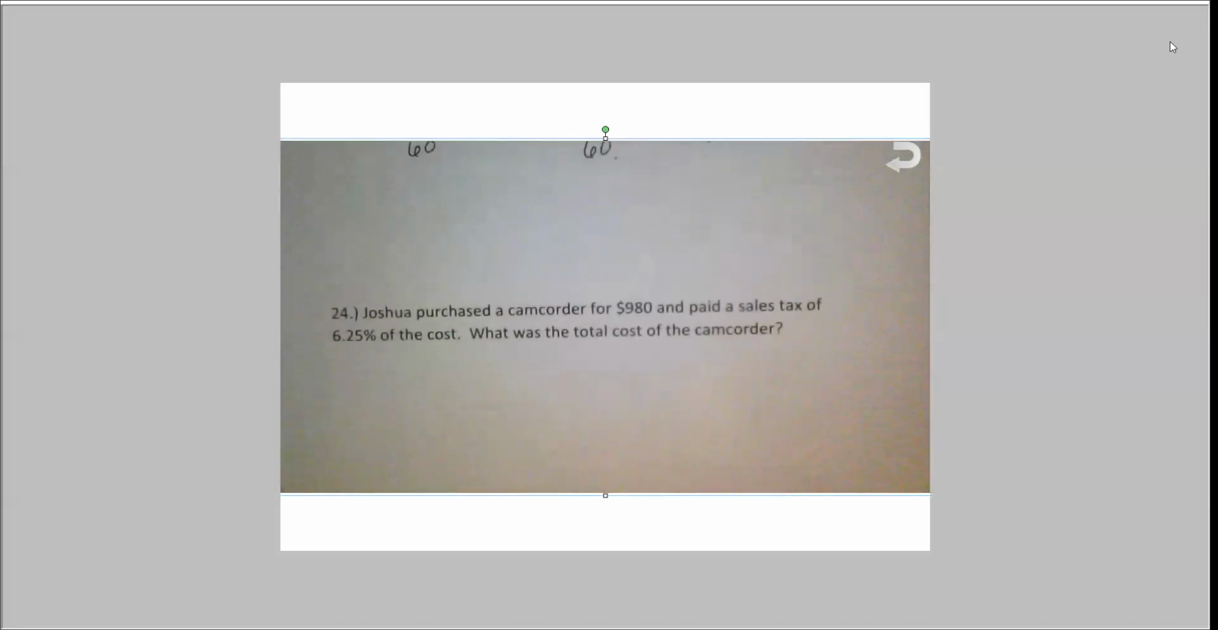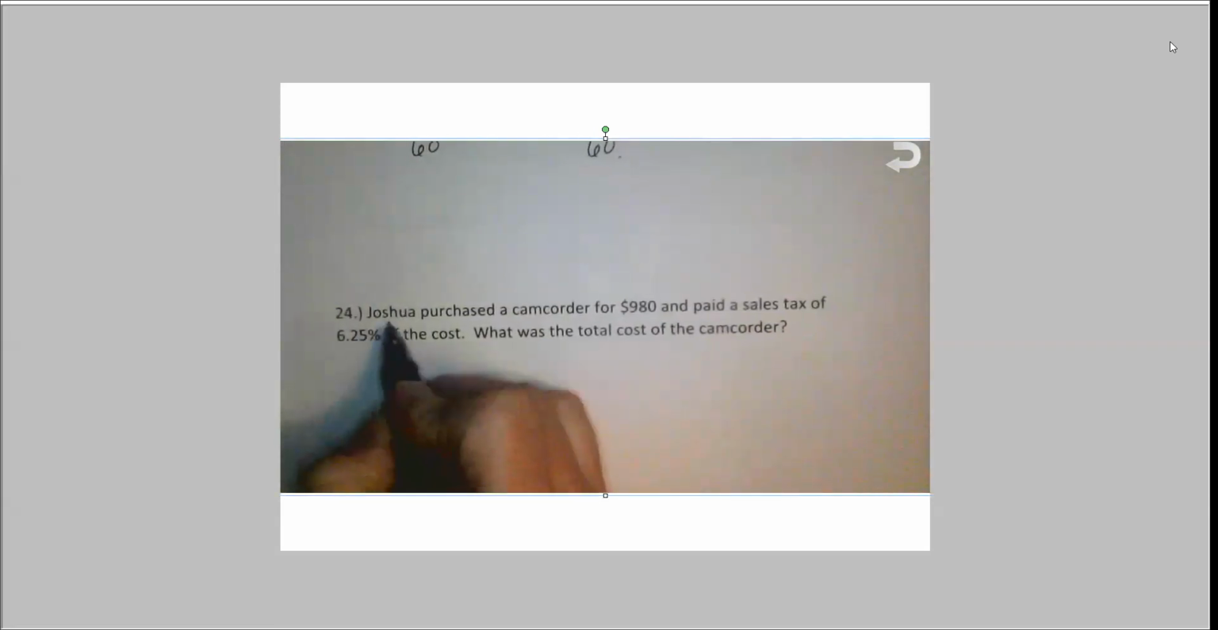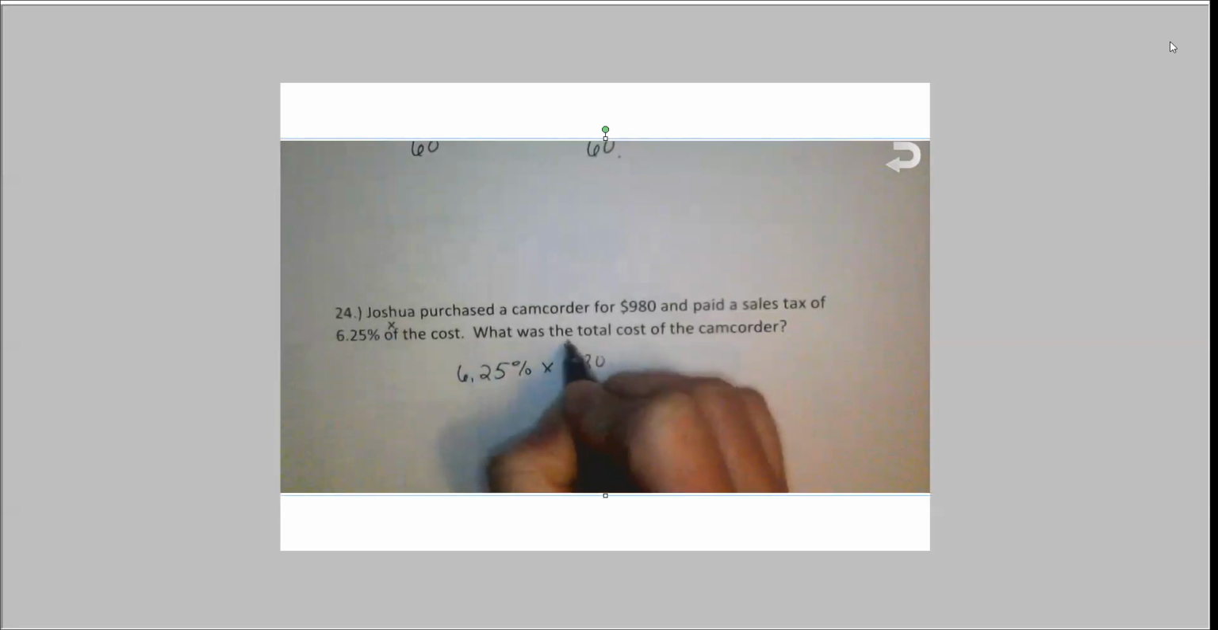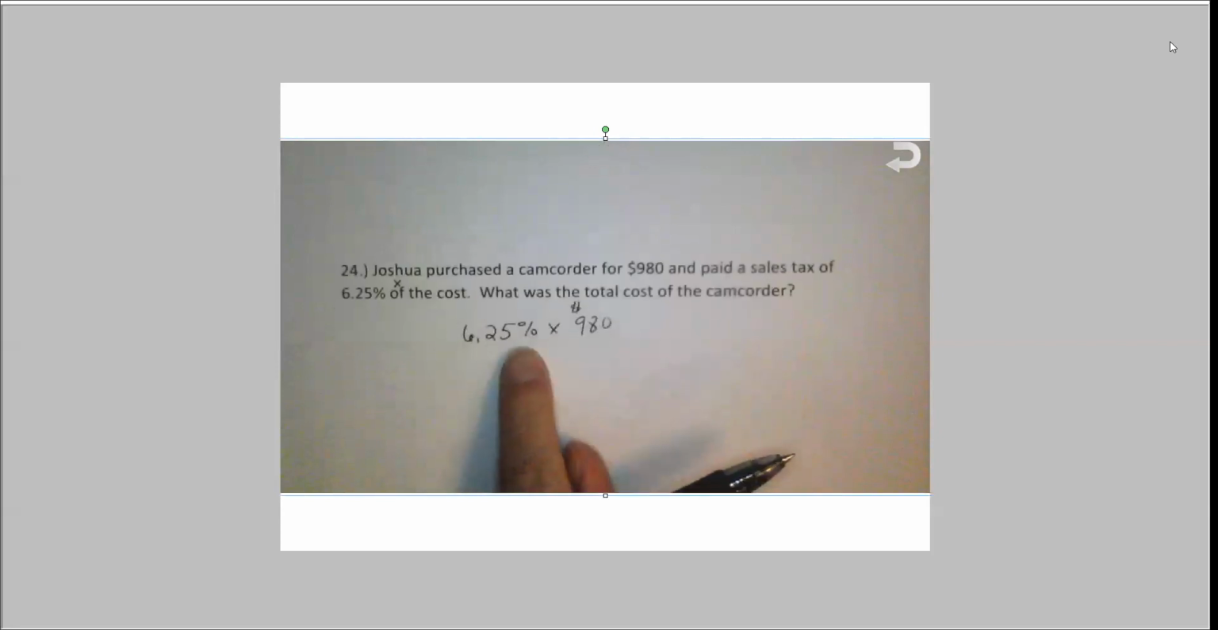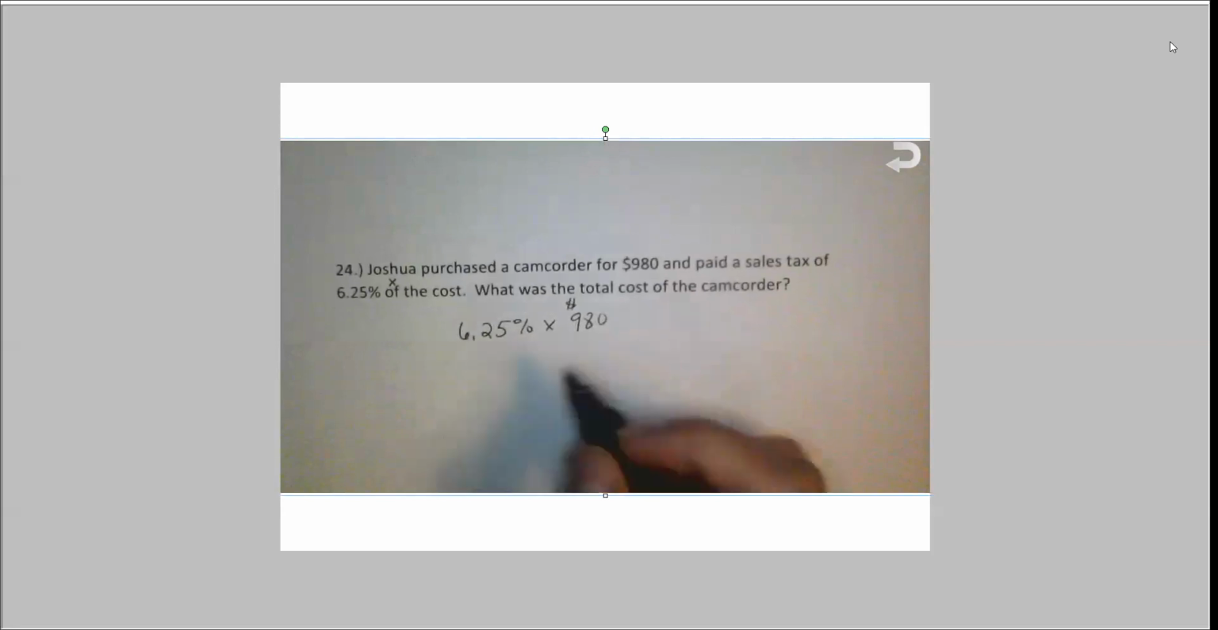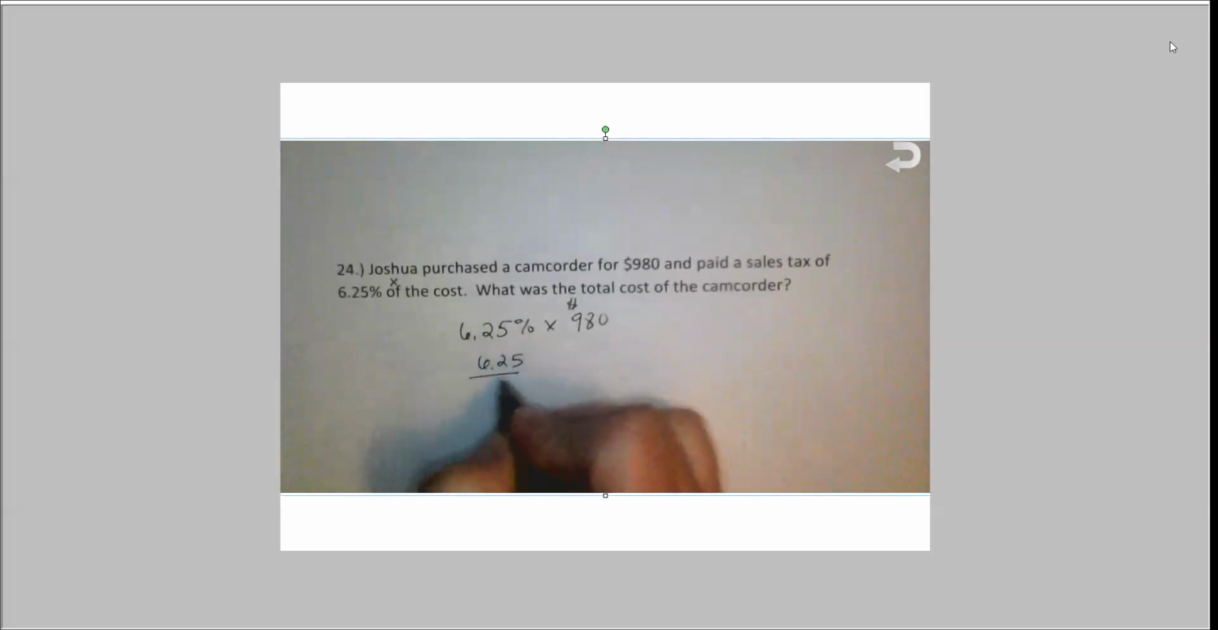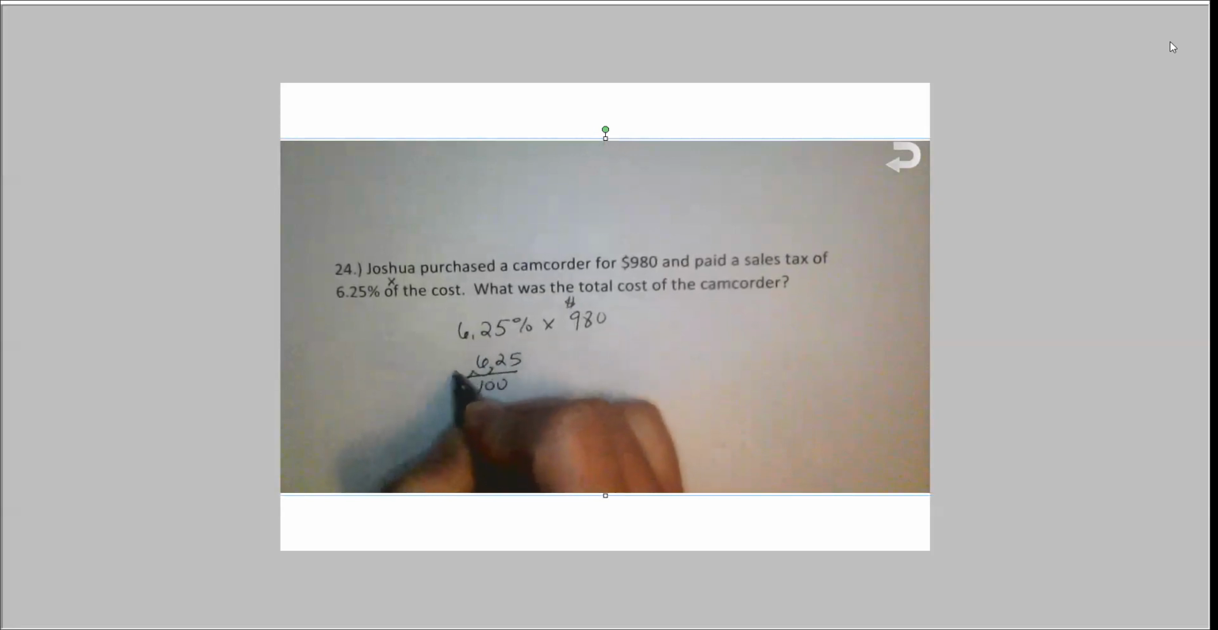Okay, one more word problem. So this is number 24, also on page 227. It says Joshua purchased a camcorder for $980 and he paid a sales tax of 6.25% of that cost. So what was the total cost of the camcorder? Remember, of means multiply. So I'm going to multiply 6.25% times the cost of that camcorder. But remember, we can't multiply by a percentage. So I'm going to have to divide by 100, which shifts that decimal 2 spots to the left.